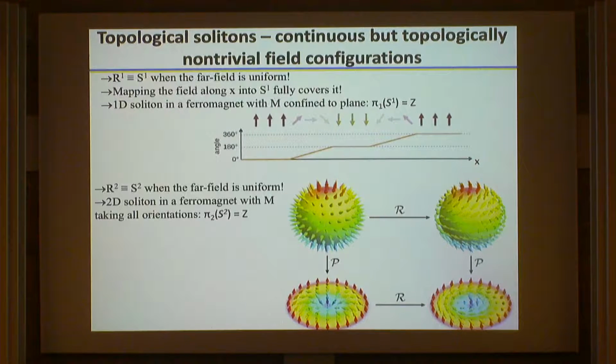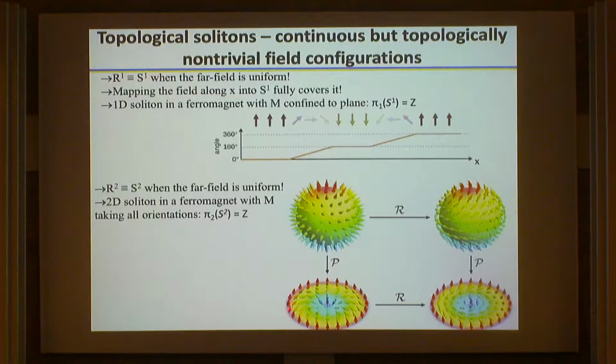Now, in a similar way, we can also have two-dimensional topological solitons, and here we can relate the structures in a two-dimensional system, or R2, with those on a sphere through a simple stereographic projection.